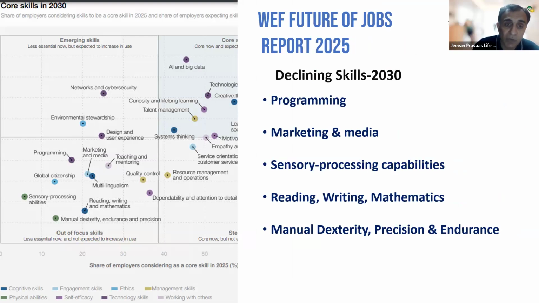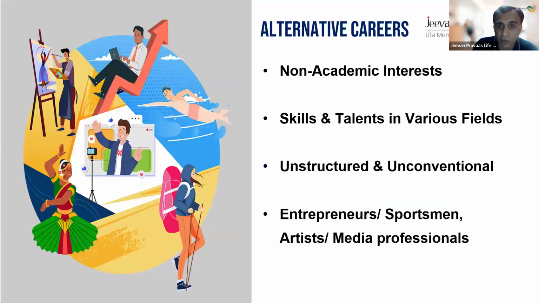Whereas the previous ones are more important: creative thinking, empathy, talent management, motivation. These are the more important skills that are needed in the world as per the World Economic Forum. And then again, when we are dealing with them, we are also looking at the masses, and the masses are not necessarily academically oriented.